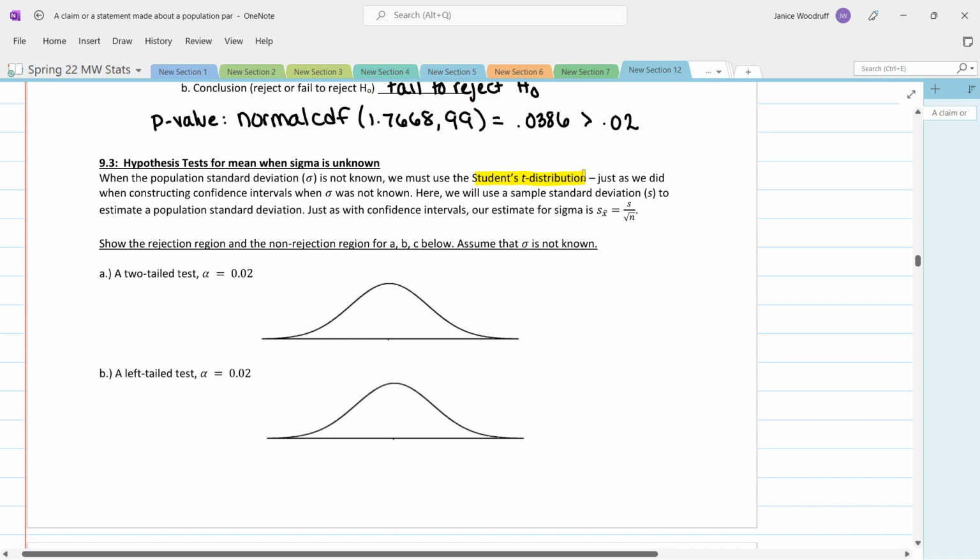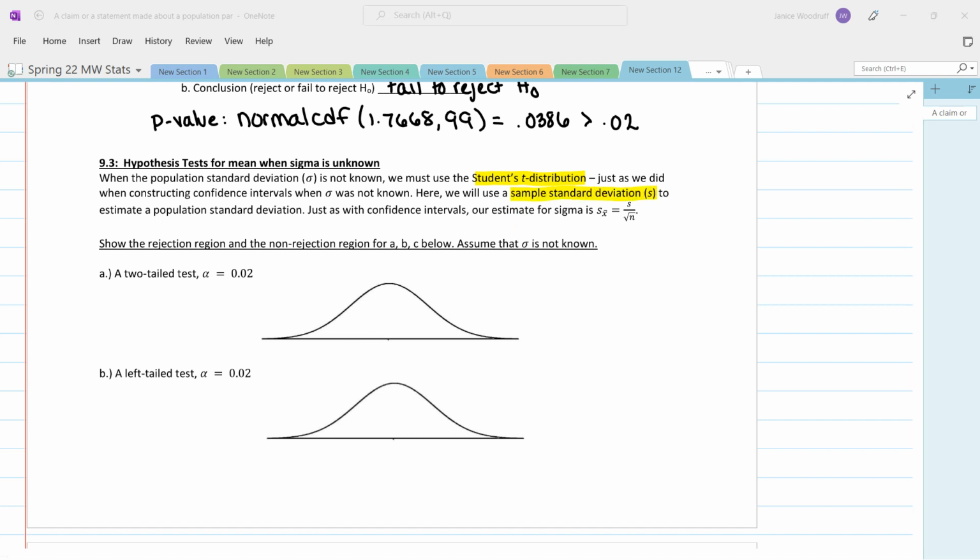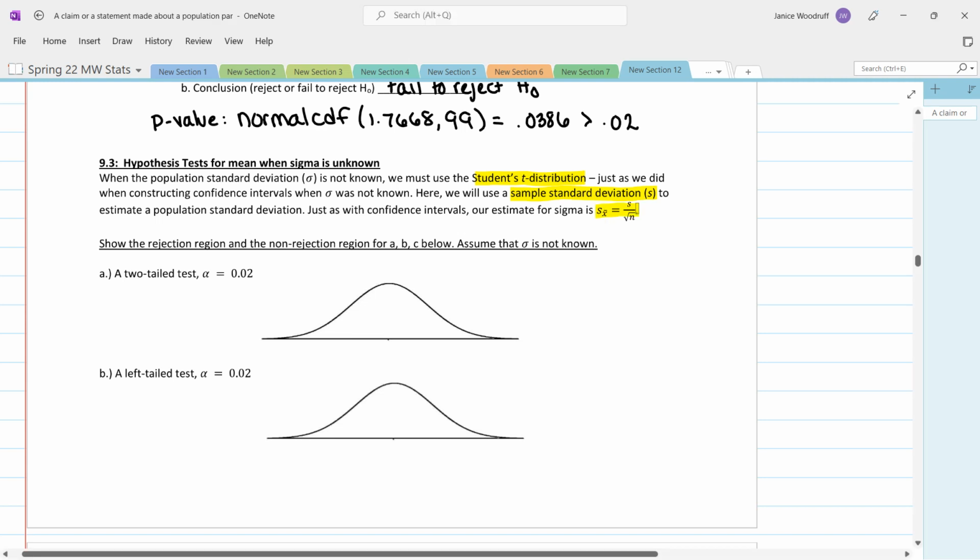Just as we did when constructing confidence intervals, when sigma was not known, here we will use a sample standard deviation to estimate a population standard deviation. So here you're using a sample standard deviation. And then just remember your estimate for your standard deviation is going to be the sample standard deviation over the square root of your sample size.